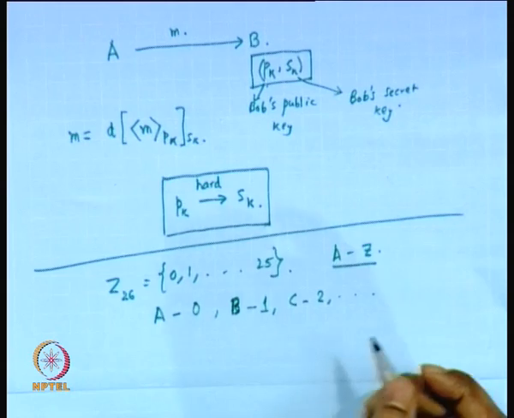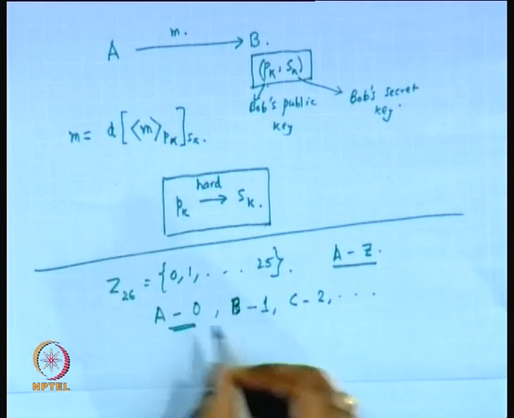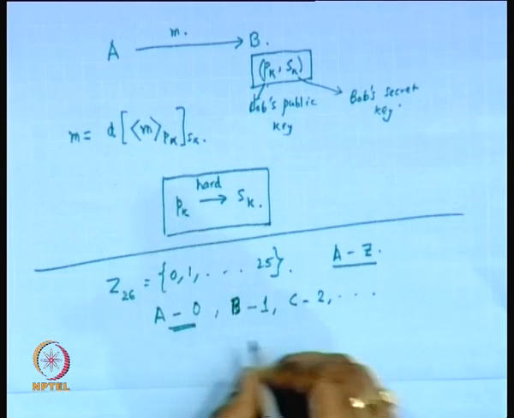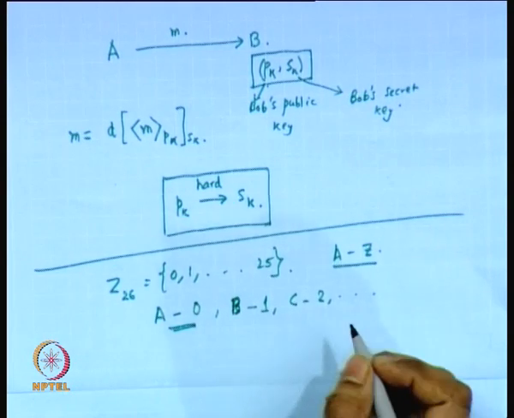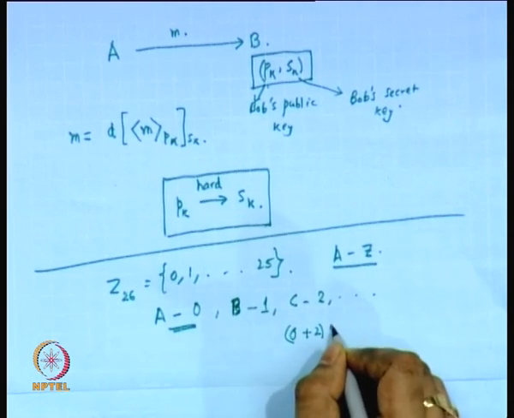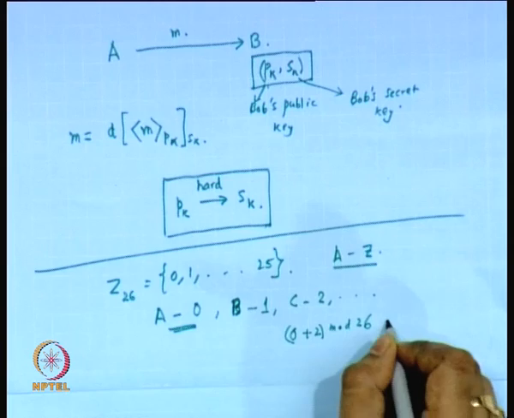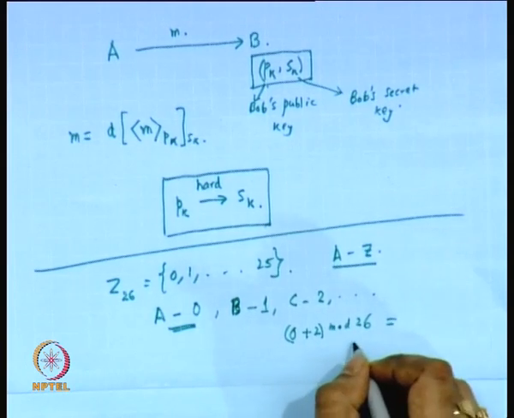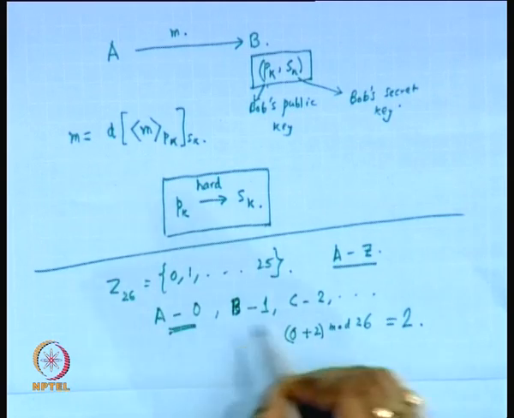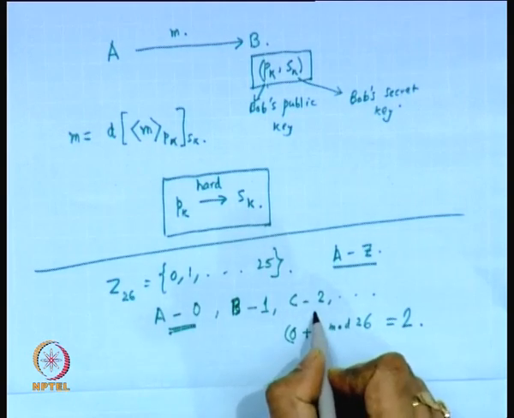Suppose A is denoted by 0, and suppose the key is 2. Then you simply add 0 with 2, and then you take mod 26. There is no problem, since this number is lesser than 26, so the result is 2. That means that A will get mapped to C.